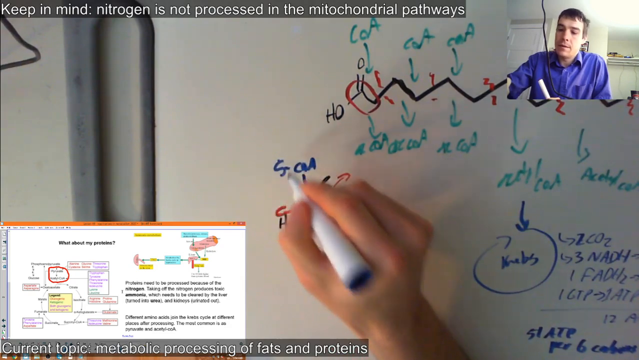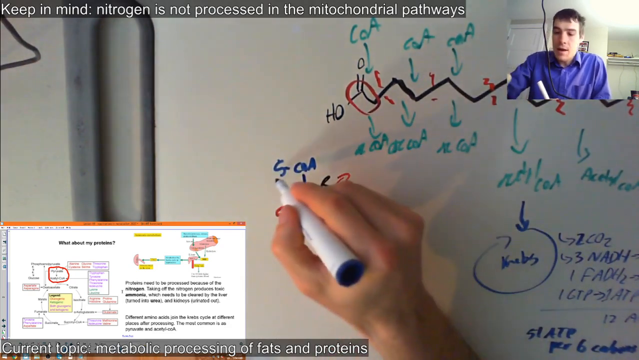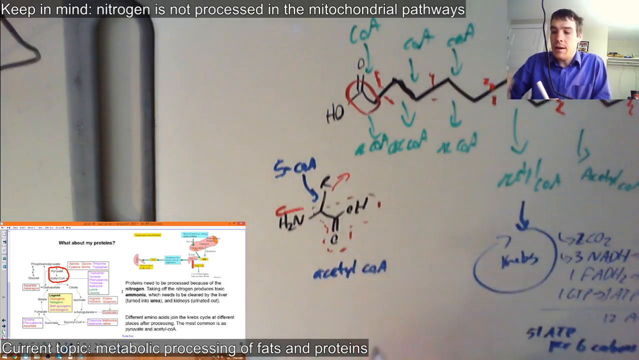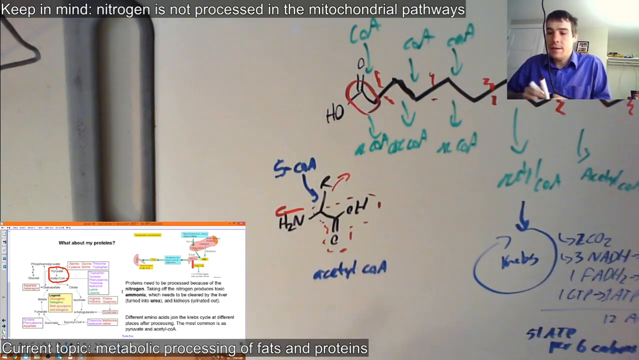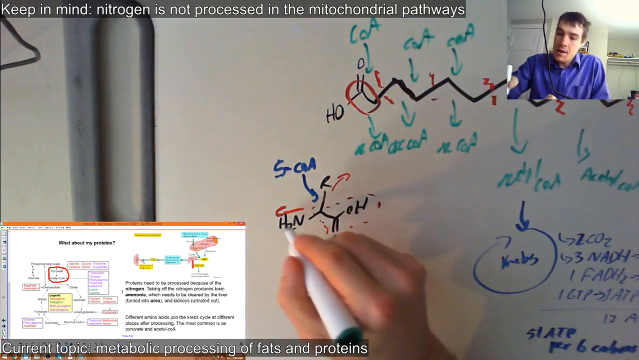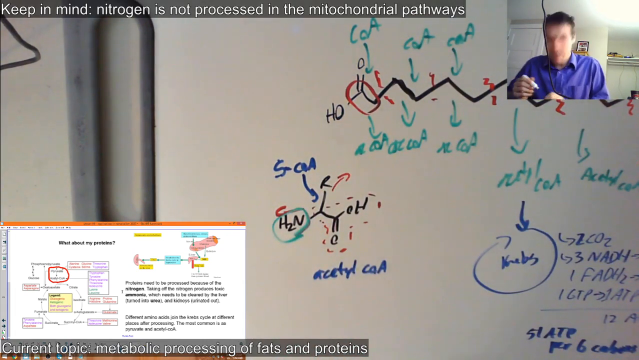Well, with the sulfur, acetyl-CoA, sulfur-CoA, and so proteins, a lot of them will actually get processed into acetyl-CoA. But one big problem here, and that's the thing to keep in mind, right? The thing to keep in mind here is nitrogen, the amino part of the amino acid that has to get processed.